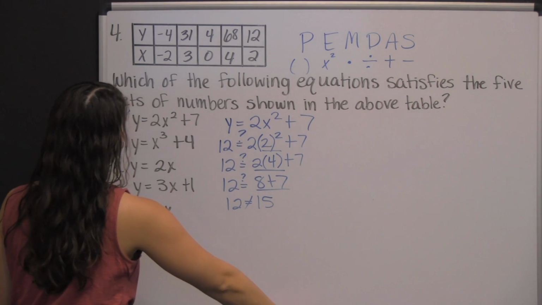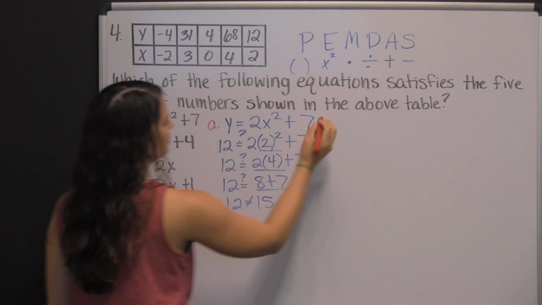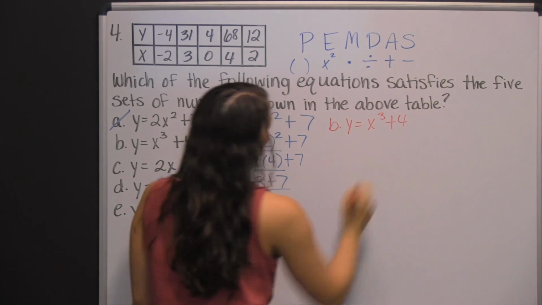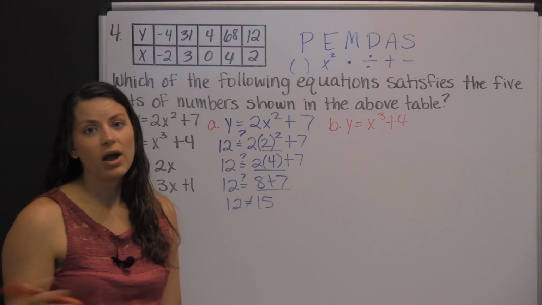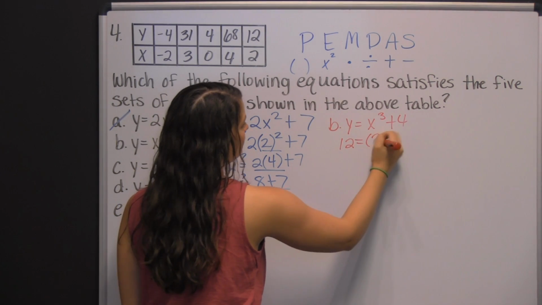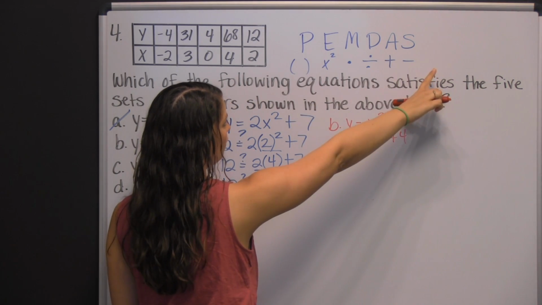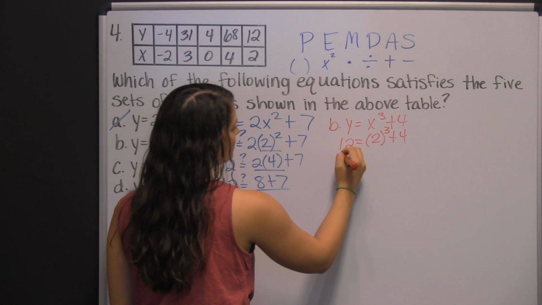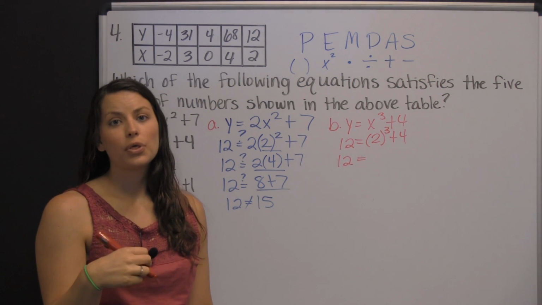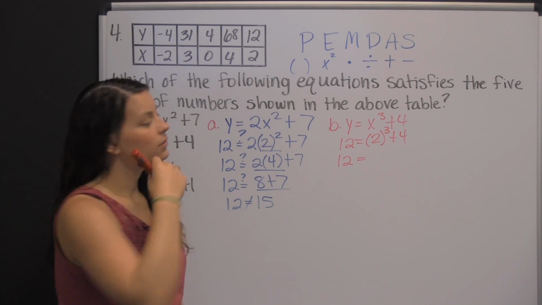Now let's try B. Y equals x cubed plus 4. So that was A. Let's try B. And we can just use the same x and y. So I'm going to replace the y again with 12 and replace the x again with 2. Follow your order of operations, which means exponents first. 2 cubed is 2 times itself 3 times. So 2 times 2 times 2, which is 8.